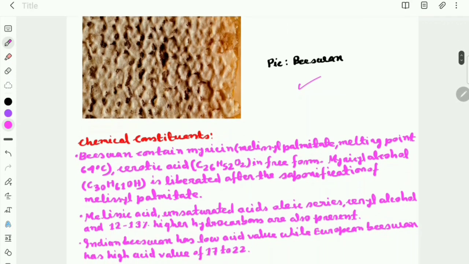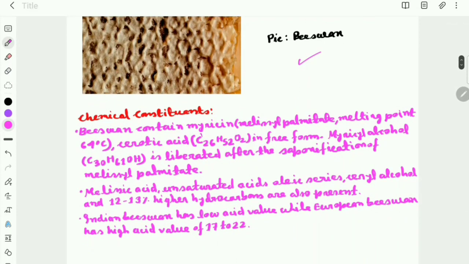Now, chemical constituents. Beeswax contains myricin, which is also known as myricyl palmitate, with melting point 64 degrees centigrade. Cerotic acid in free form. Myricyl alcohol is liberated after the saponification of the myricyl palmitate. So, melissic acid, unsaturated acids, oleic series, ceryl alcohol, and 12 to 13% higher hydrocarbons are also present.